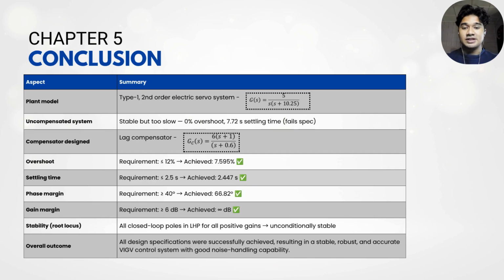In conclusion, this project successfully modeled the Siemens Energy SGT-800 VIGV electric servo system using the transfer function we derived. A lag compensator was then designed to improve the system performance. The final controller achieved an overshoot of 7.595%, settling time of 2.447 seconds, phase margin of 66 degrees, and infinite gain margin, satisfying all project requirements. Root locus and Bode analysis also confirm that the system is stable and robust. Therefore, the proposed controller provides accurate VIGV position control while maintaining good noise handling capability.